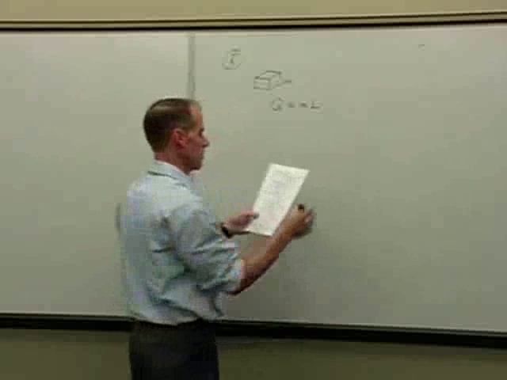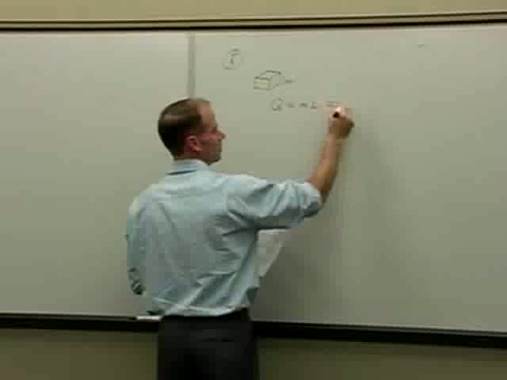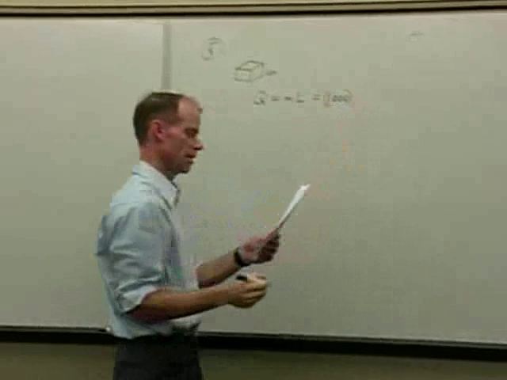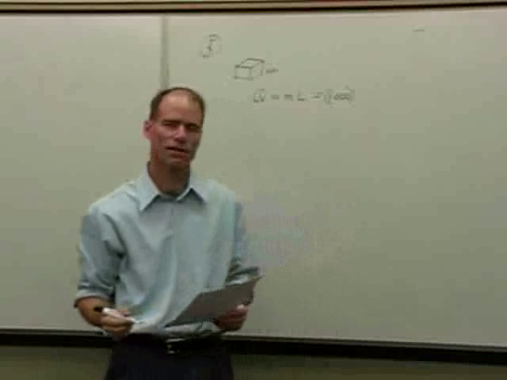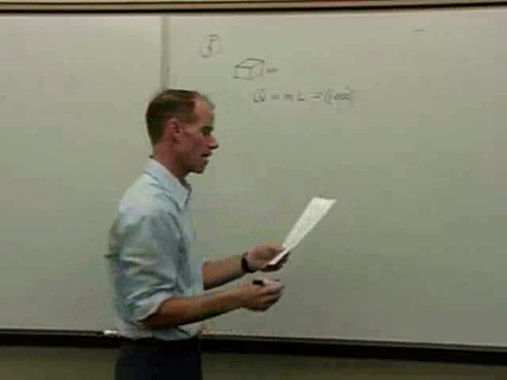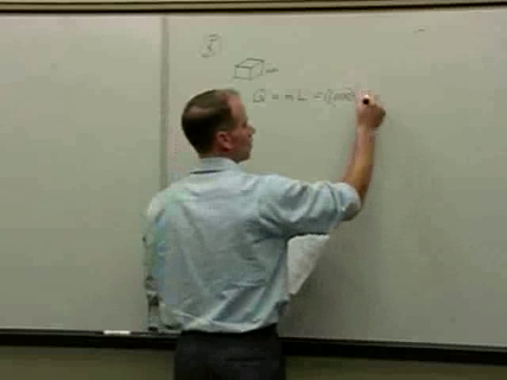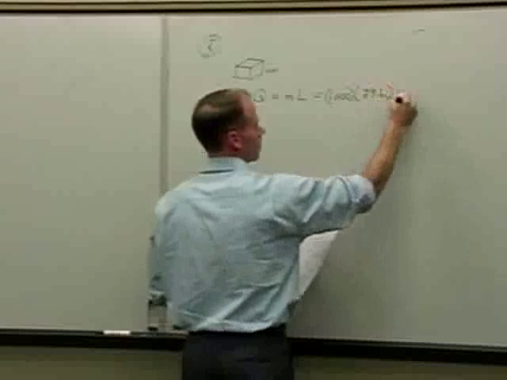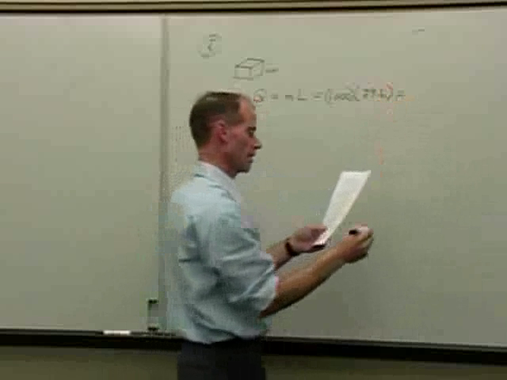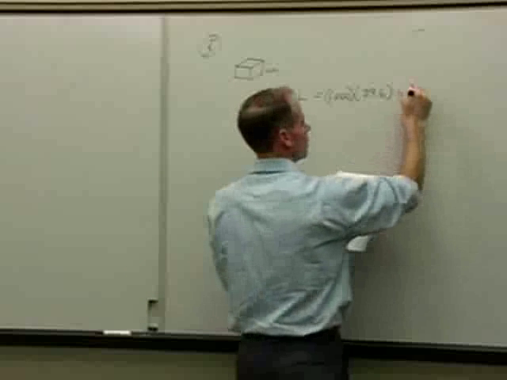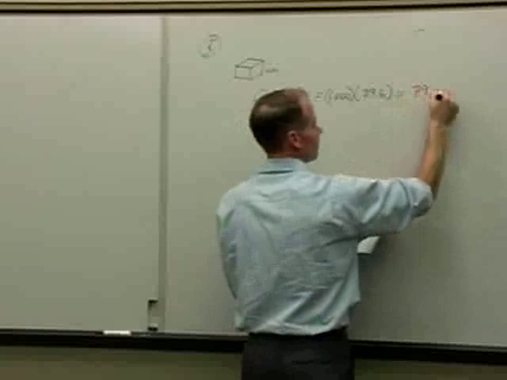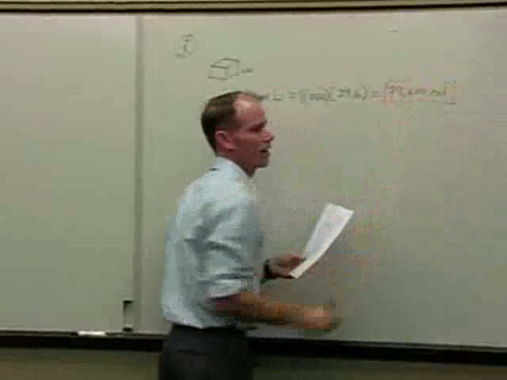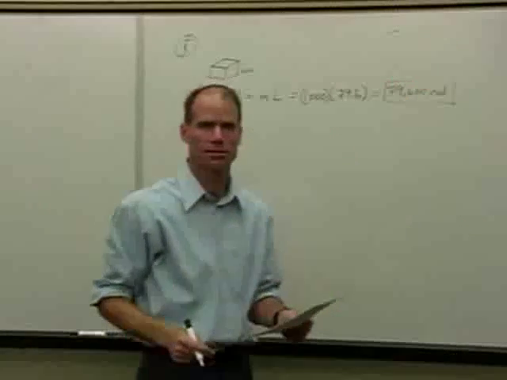That would be its mass times the latent heat of fusion, which, for a kilogram, is 1,000 grams, and the latent heat of fusion for water is 79.6 calories per gram. So this heat is 79,600 calories, required just to melt the kilogram of ice.